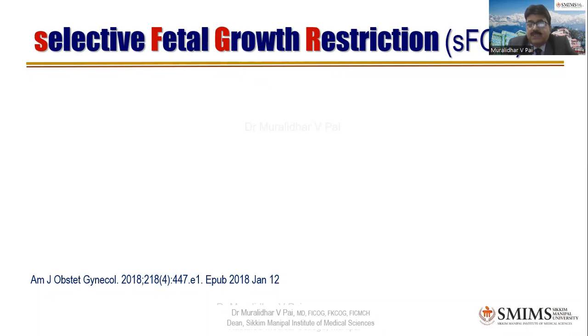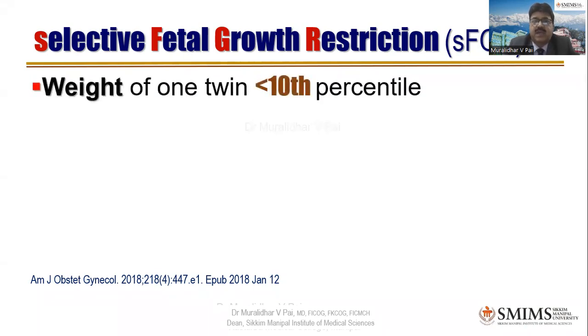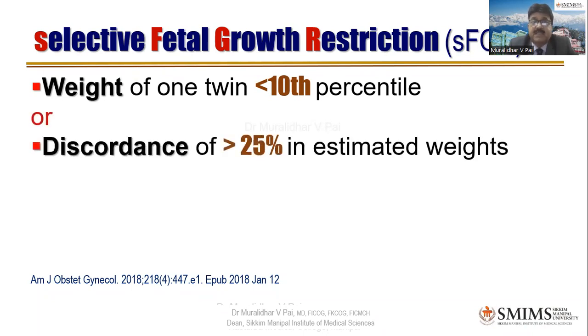So the fourth complication of monochorionic twin is selective fetal growth restriction, right? So where weight of one twin is less than 10th percentile, that's how we after all diagnose the FGR, even in a singleton baby, or the discordancy of more than 25% in estimated weights. None of the babies are less than 10th percentile, but the difference between the two may be more than 25%. I hope you know the difference between percentile and percent.